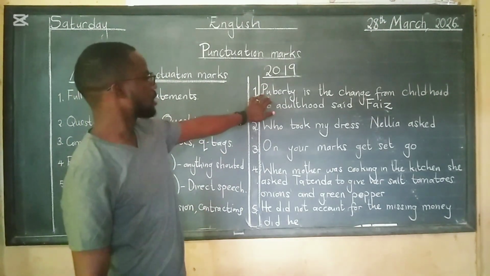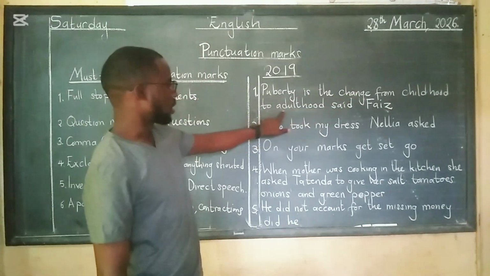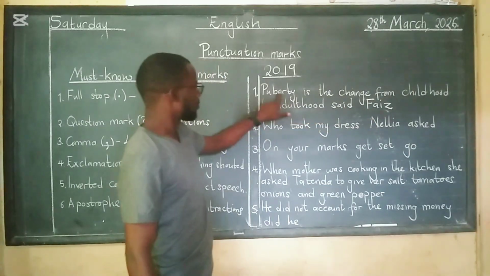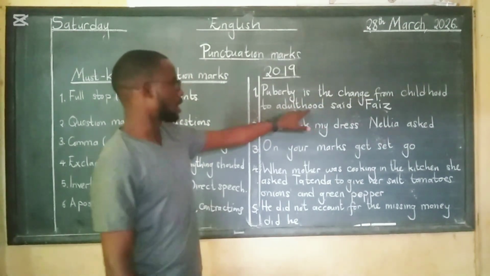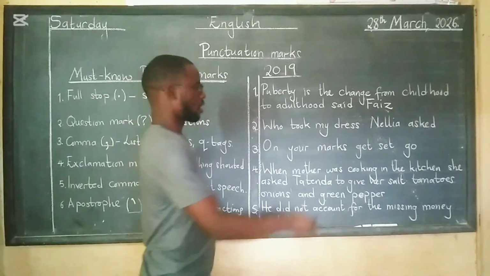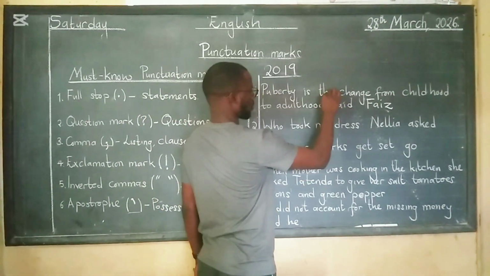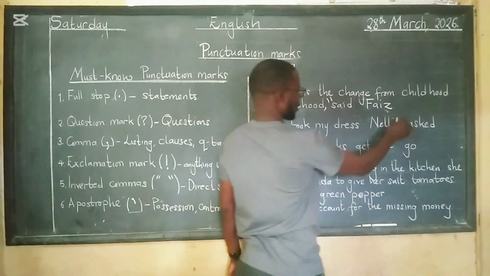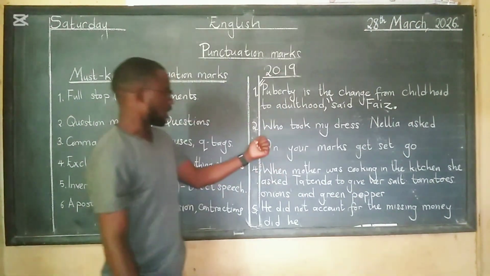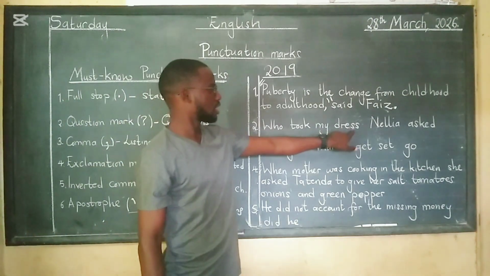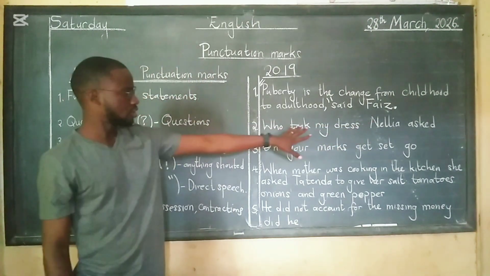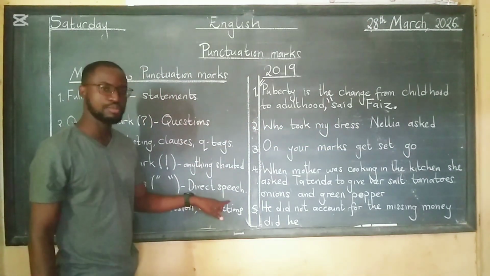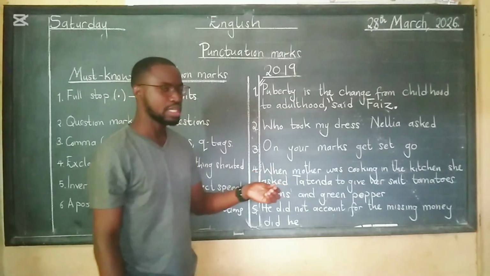2019. "Puberty is a change from childhood to adulthood," said Phase. So what words were said by Phase? Puberty is a change from childhood to adulthood. So this is the part that was said. So we punctuate with a comma, then close it off with inverted commas like that. Said Phase, full stop. Then number 2, "Who took my dress?" Nelia asked. Of course, this is a question, and the same question is falling under direct speech. We are trying to repeat what Nelia had said.